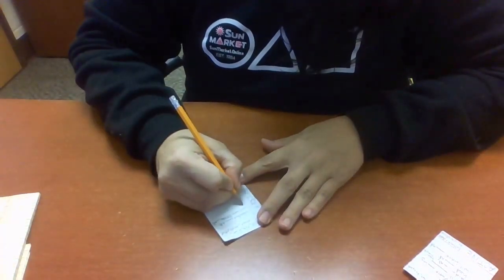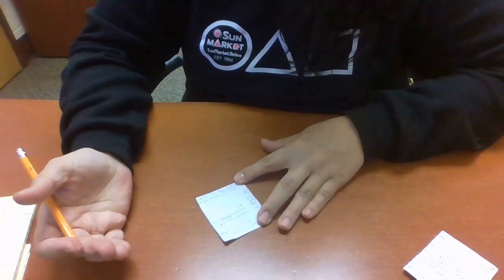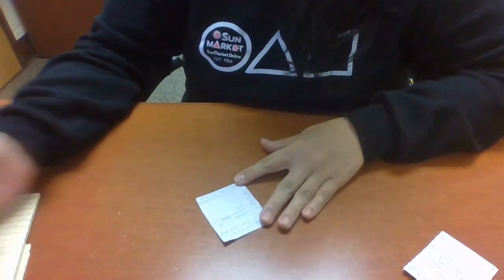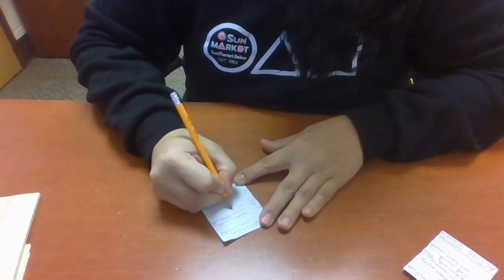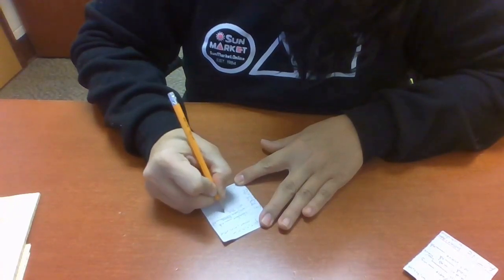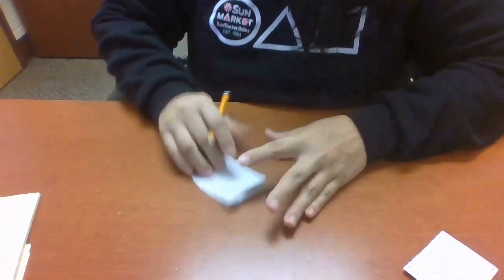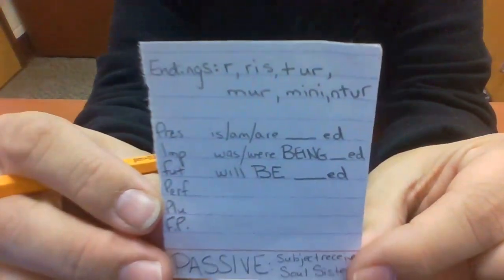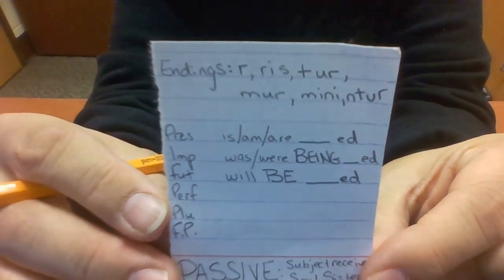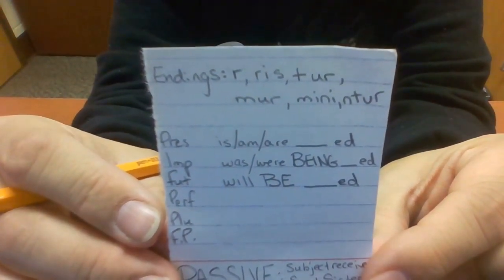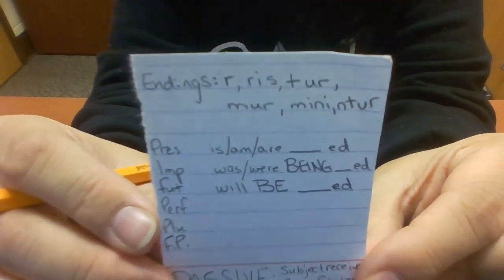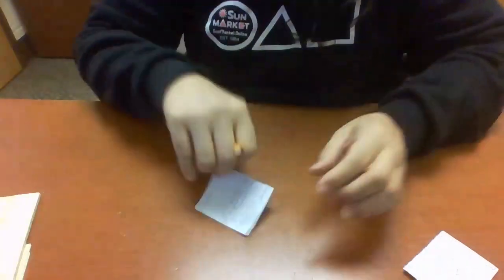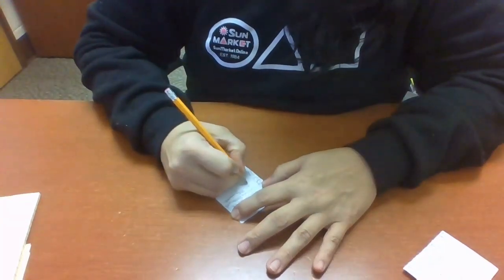Future tense. Future tense is always translated as will, and then we have to add some form of the word to be. So what we're going to be adding is be. For instance, Magistra will be loved by future students, hopefully. Fingers crossed. Okay, perfect tense.